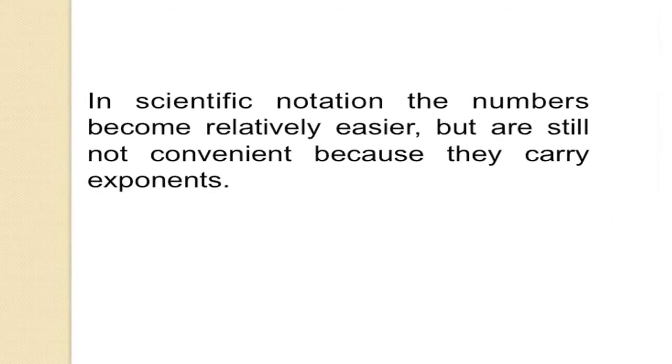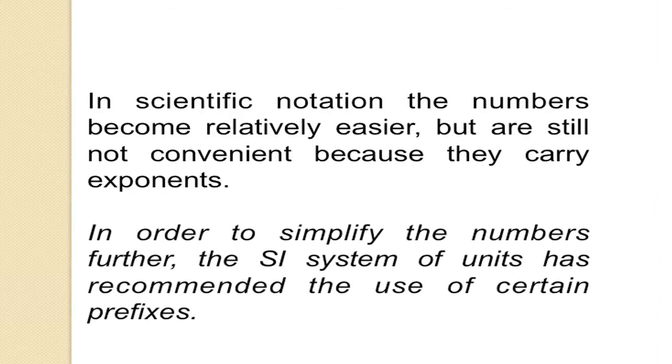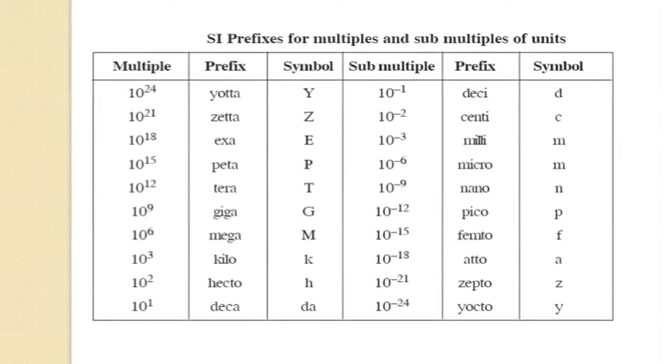In scientific notation, the numbers become relatively easier, but are still not convenient because they carry exponents. In order to simplify the numbers further, the SI system of units has recommended the use of certain prefixes. On the screen, you can actually see certain SI prefixes. You are actually using kilo for 10 to the power 3. You are using giga for 10 to the power 9. You will be using mega for 10 to the power 6.